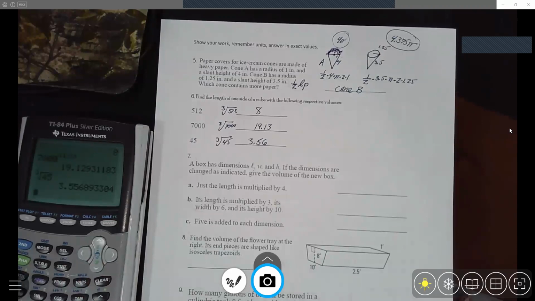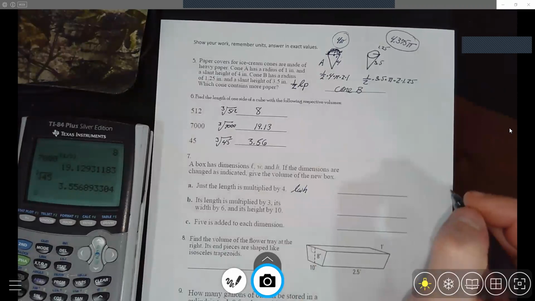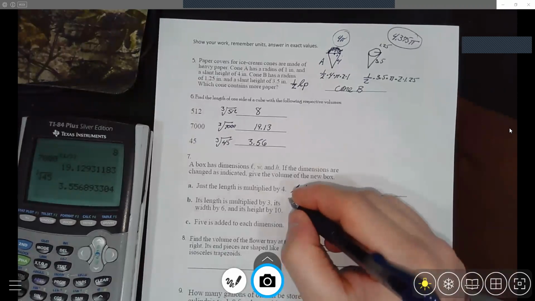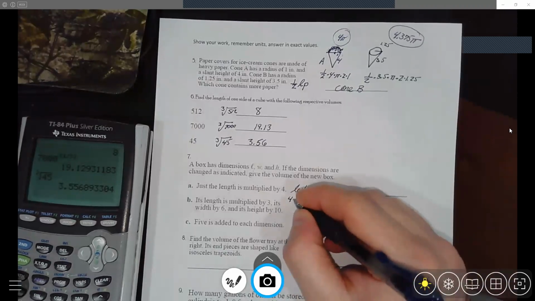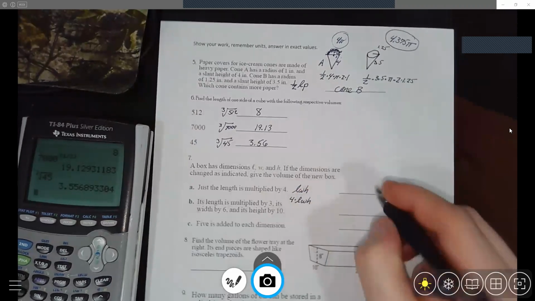All right. A box's dimensions are L, W, H. If the dimensions are changed as indicated, get the volume of the new box. This is like a lot of what you did on worksheet 10.4b. So just the length is multiplied by 4. So our original volume is LWH. If we multiply the length by 4, then we're going to end up with 4 times the volume.